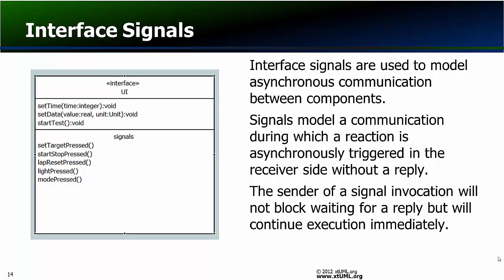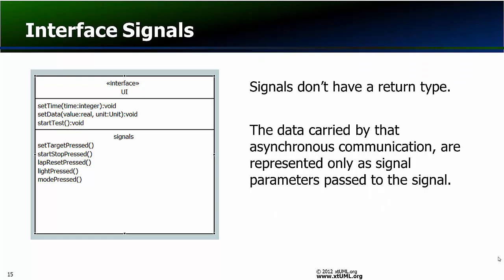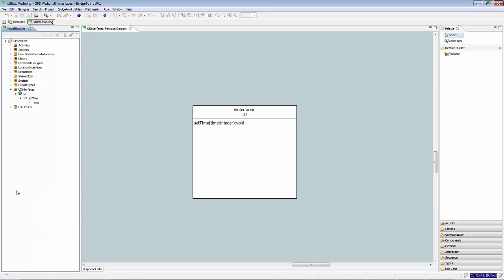Interface signals are used to model asynchronous communication between components. Signals model a communication during which a reaction is asynchronously triggered in the receiver side without a reply. The sender of a signal invocation will not block waiting for a reply but will continue execution immediately. Signals do not have a return type. The data carried by the asynchronous communication are represented only as signal parameters passed to that signal. So how to create an interface signal?